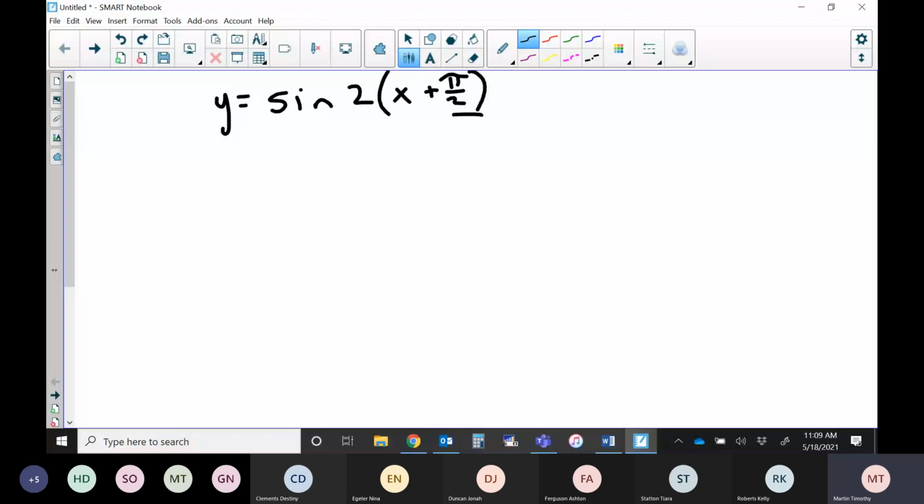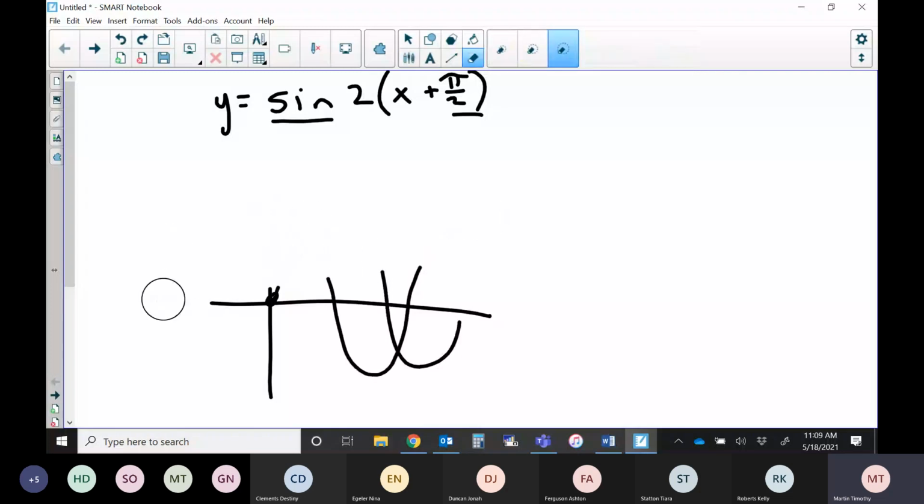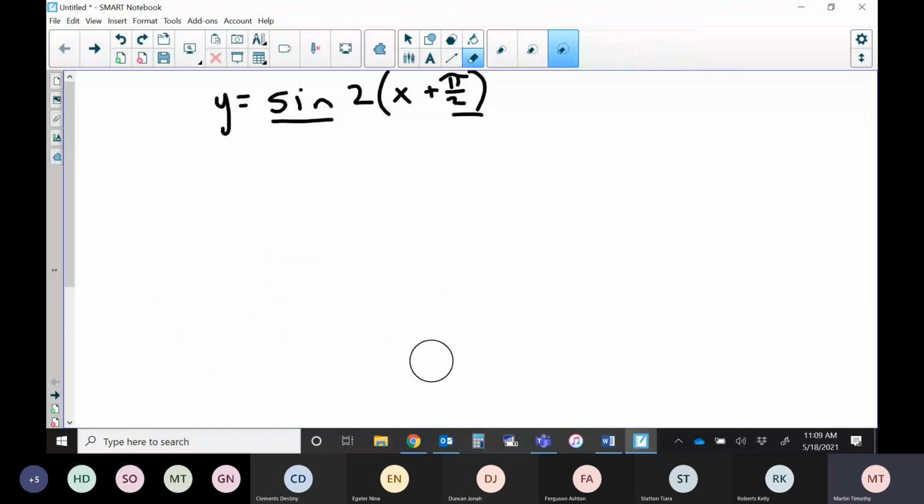Notice this is still a sine. So the sine is the one that starts at 0, 0. So it's going to look like this. Whereas if that was cosine, it would start up and go like that. So that's one of the differences for sine and cosine. Sine starts down at 0, 0. Cosine would start at 0, 1.